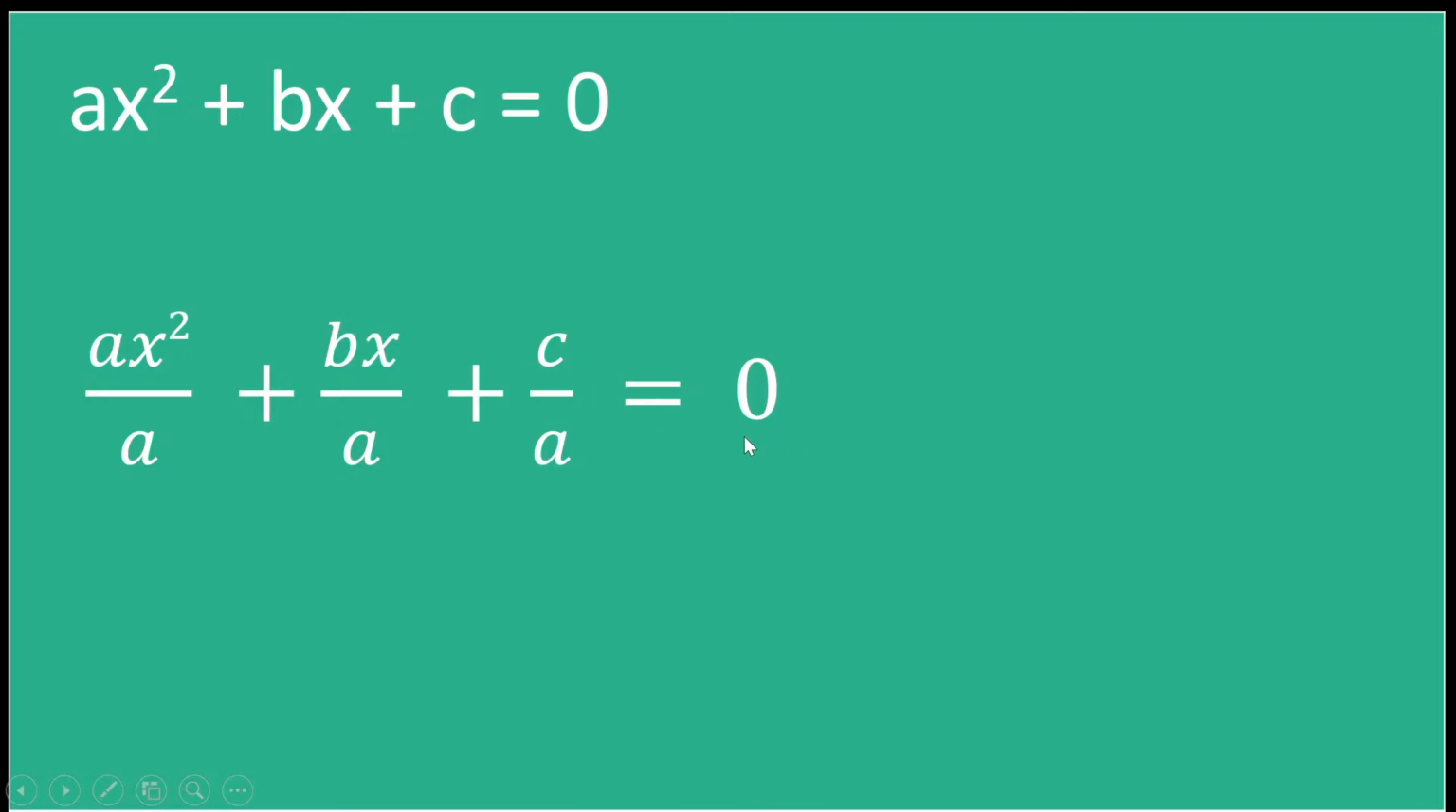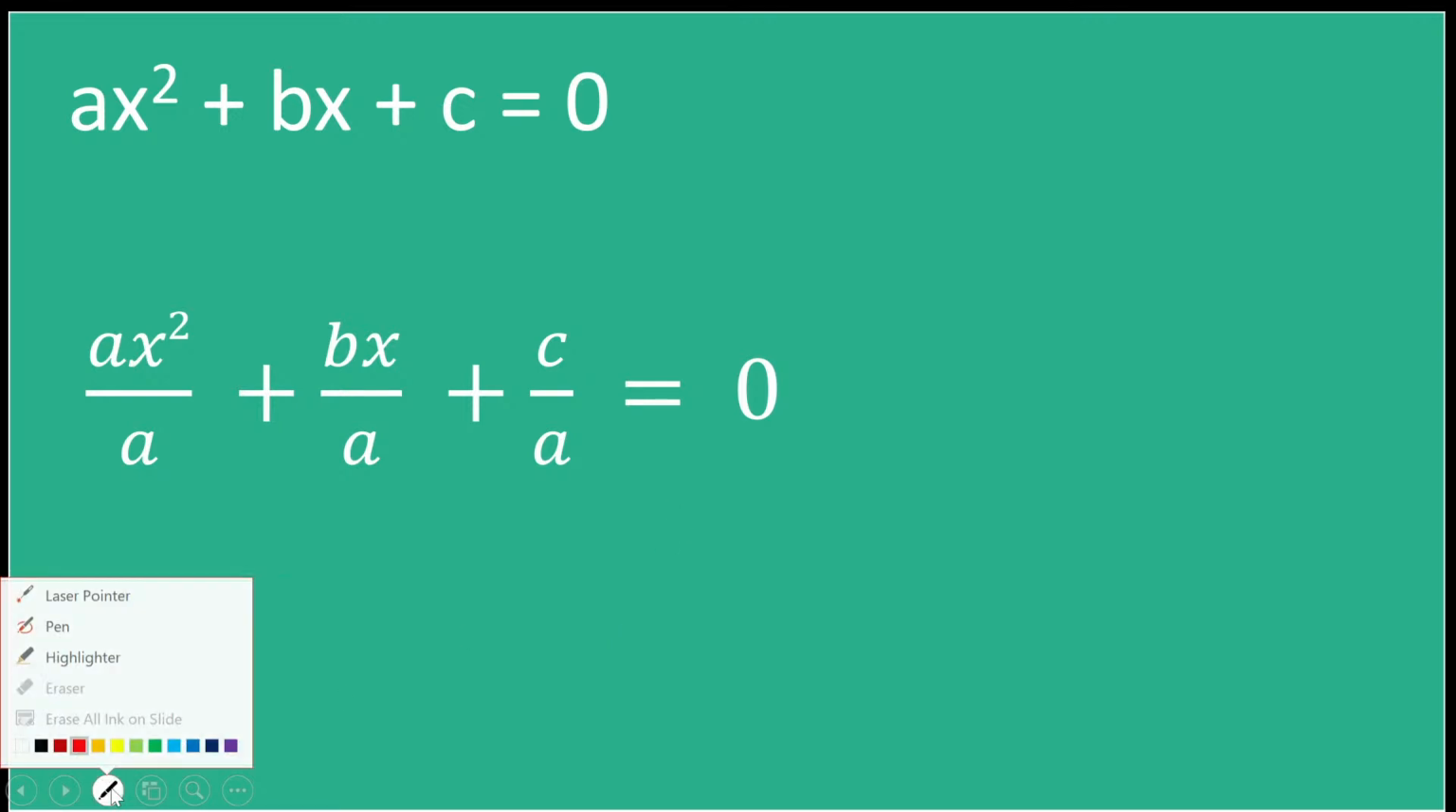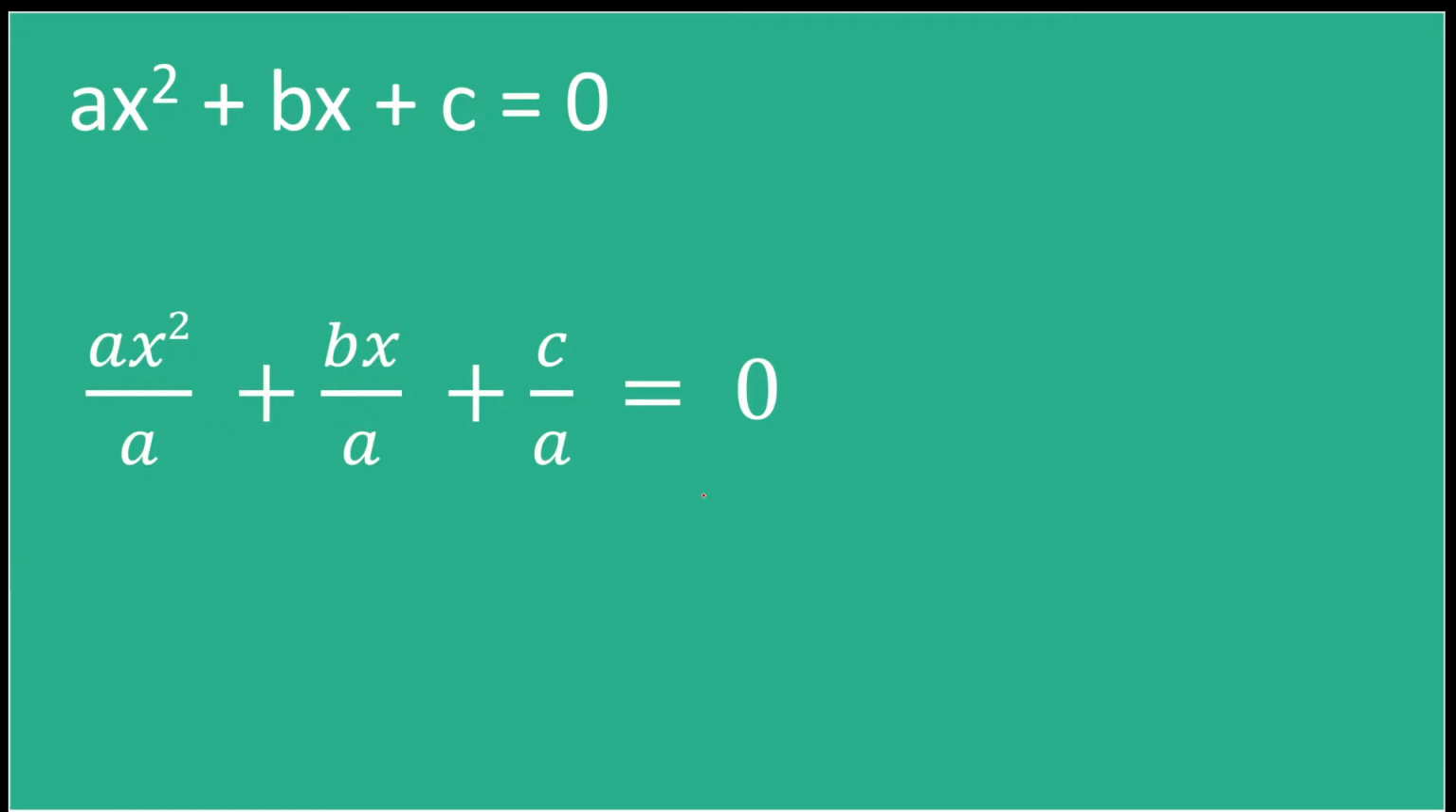Here also you can write a, but 0 divided by a equal to 0. So therefore I have not written it over here. You can write over here that is 0 divided by a, which is equal to 0.